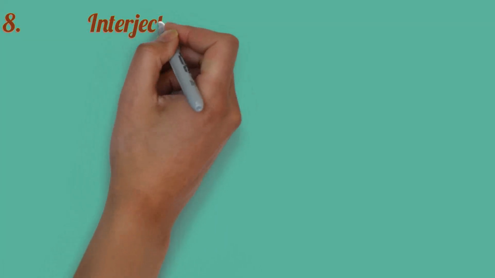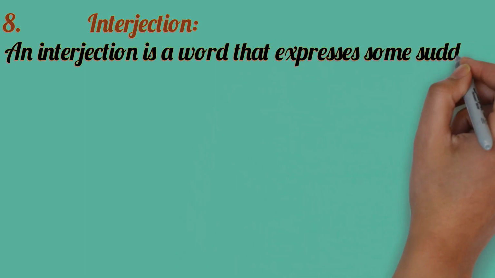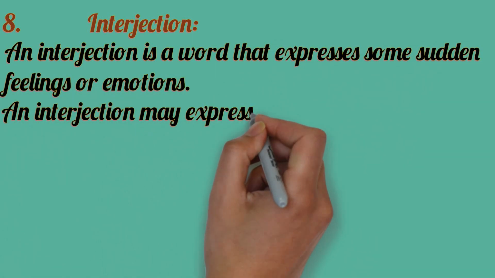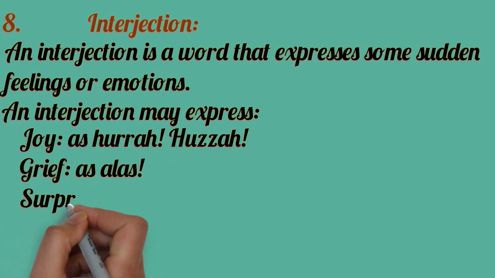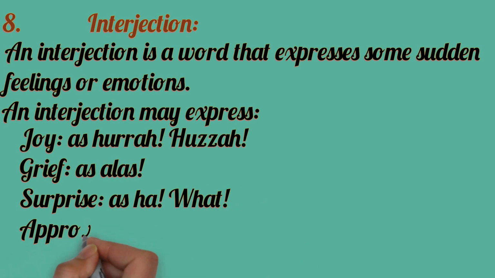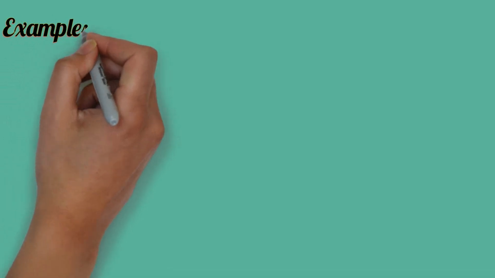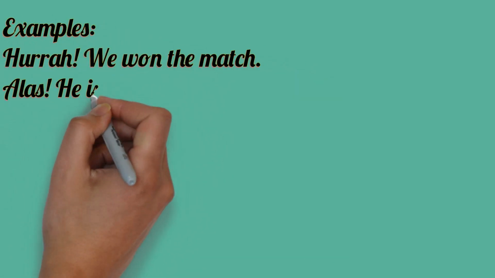8. Interjection. An interjection is a word that expresses some sudden feelings or emotions. An interjection may express joy, as hurrah, huzzah; grief, as alas; surprise, as ha, what; approval, as bravo. Examples: hurrah, we won the match; alas, he is dead.